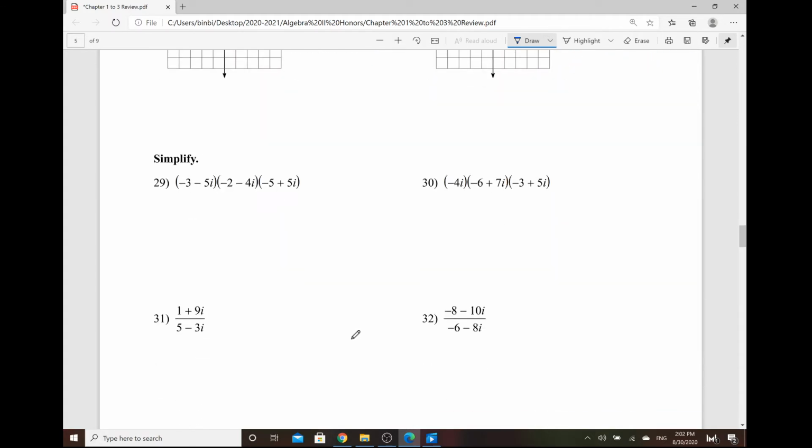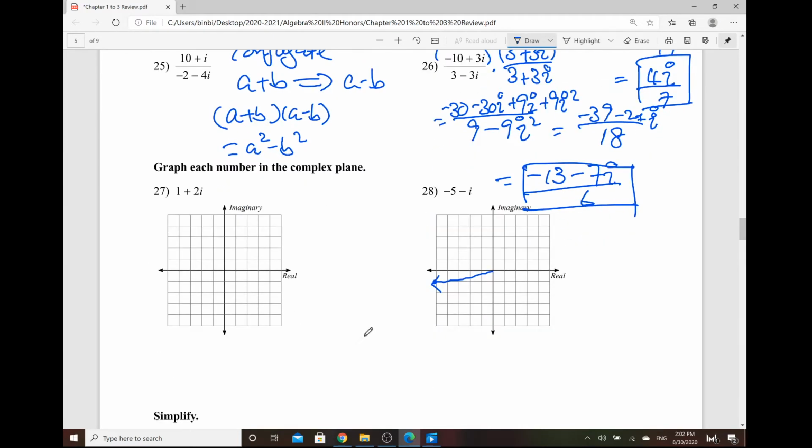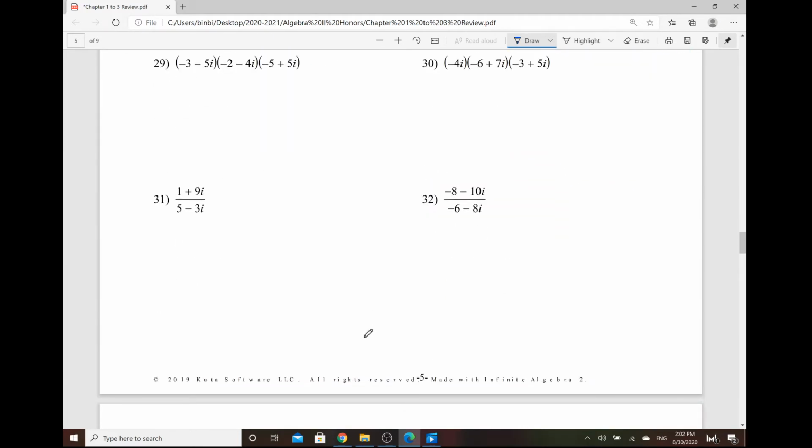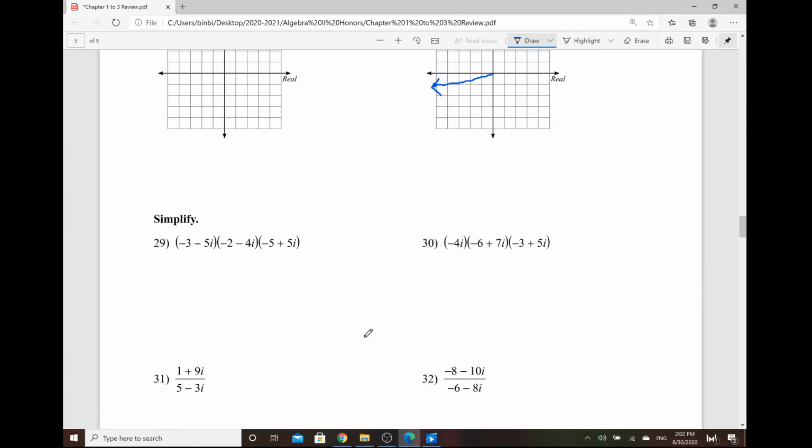So 29 is basically just distribute and FOIL. So that's something you guys can finish. 32 is quite similar to the one I just showed you for number 26. So you guys can finish that one as well. And let's see what else.